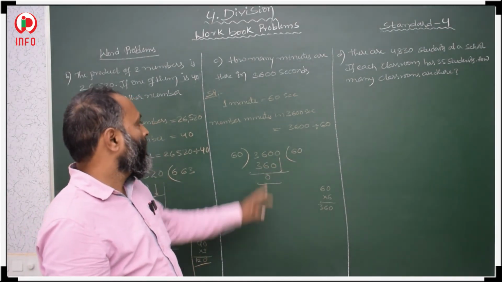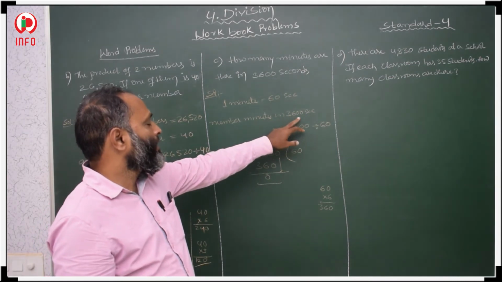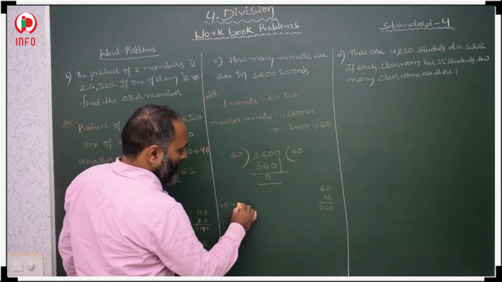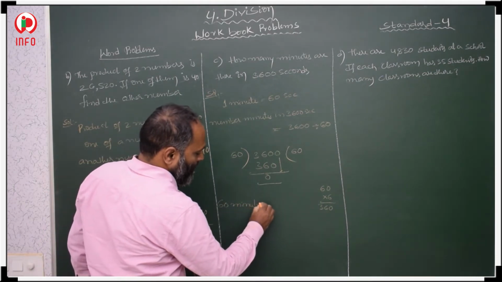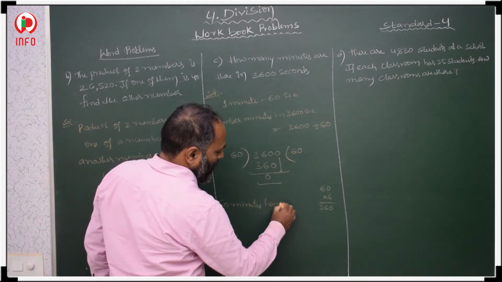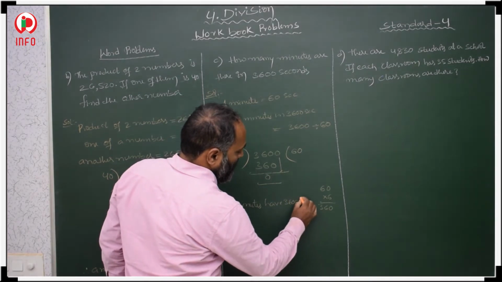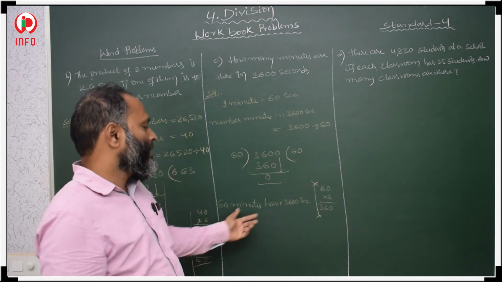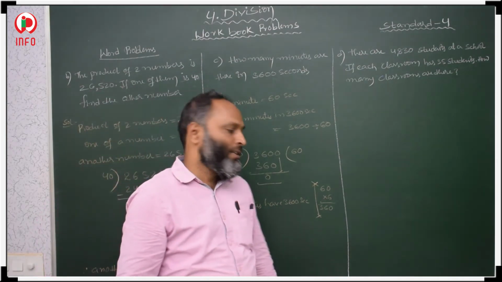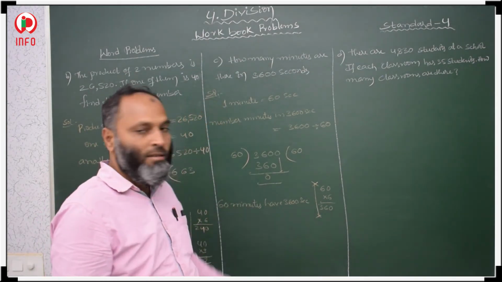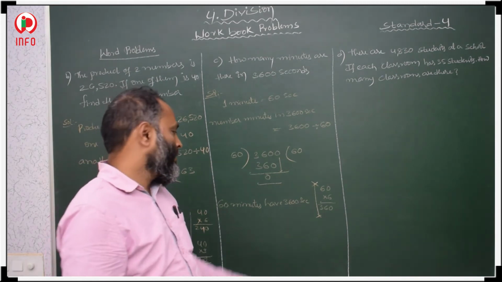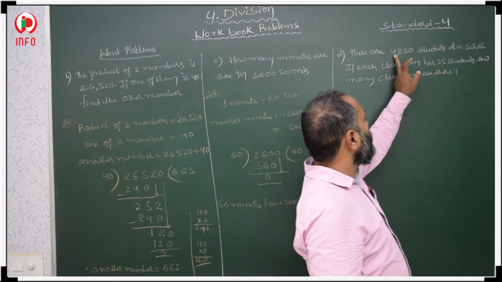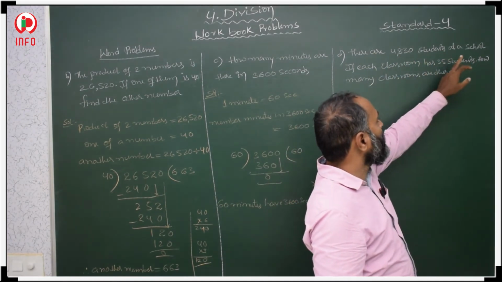So then 3600 seconds is 60 minutes. In 60 minutes we have 3600 seconds. In 60 minutes, how many seconds do we have? 3600.